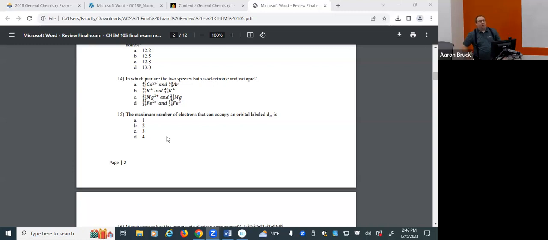Now, they could honestly put any orbital in that spot. The answer's going to be the same regardless. How many electrons can fit into any orbital? 2. 1 up and 1 down. So it doesn't matter if it's dxy or dx squared minus y squared or fxyz. It doesn't matter. If it's an orbital, it holds 2 electrons.